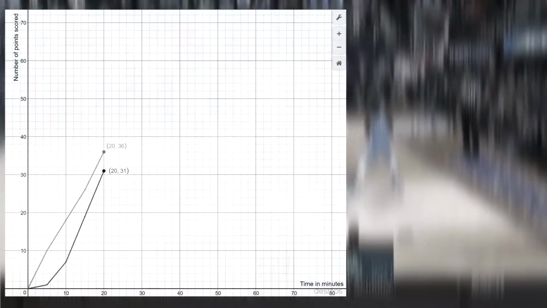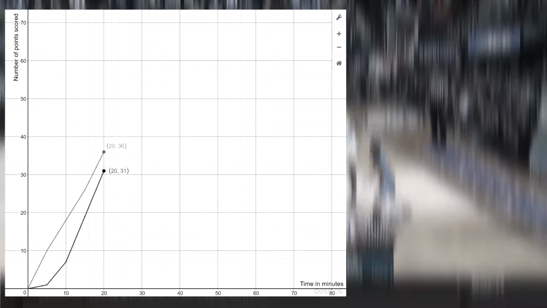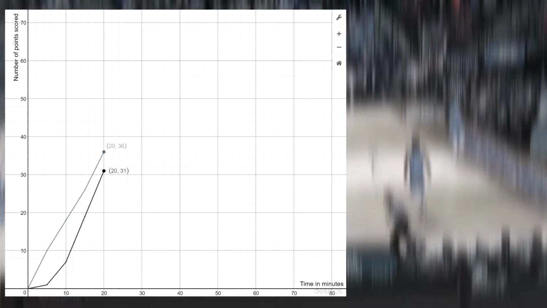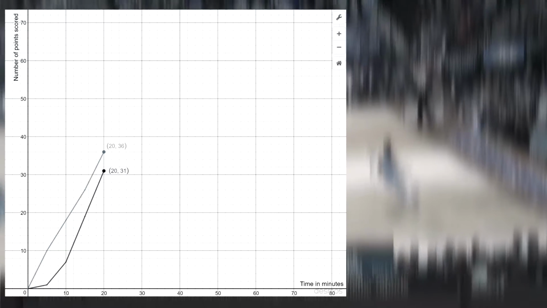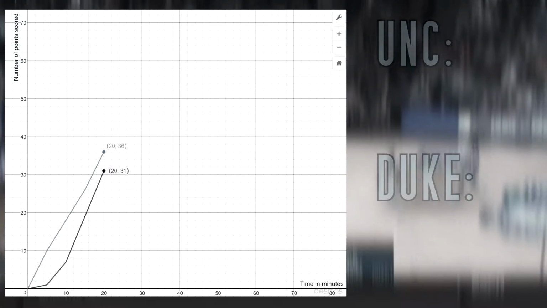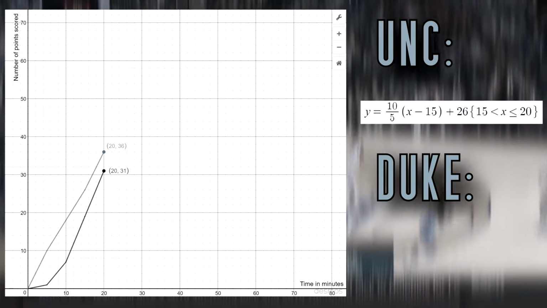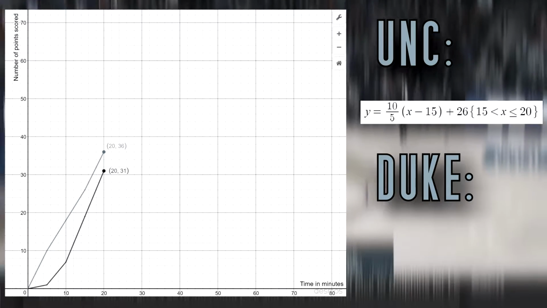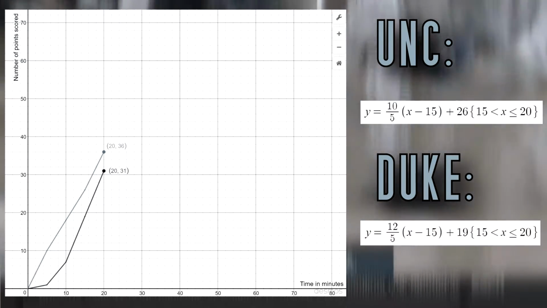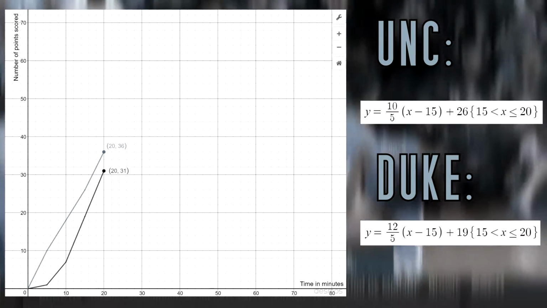Here is the graph of the progression of the score until it reaches halftime. As you can see, UNC is still leading, but Duke is even closer to tying the game. In this time interval from 15 minutes to 20 minutes to end the first half, UNC's piecewise function is 10/5 (x - 15) + 26, and Duke's piecewise function is 12/5 (x - 15) + 19.